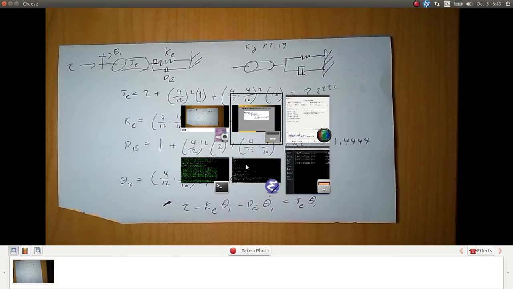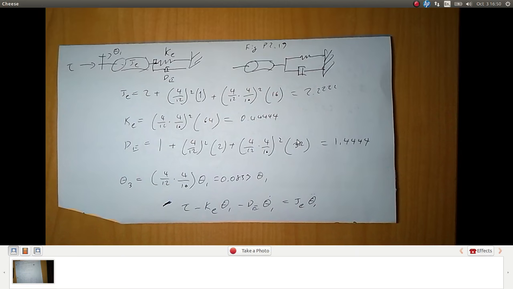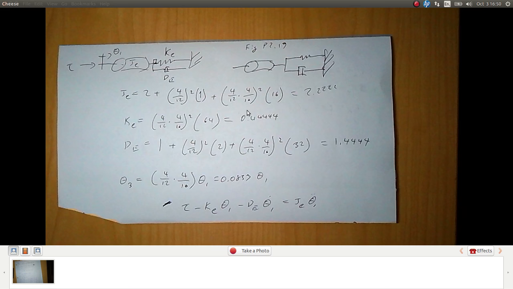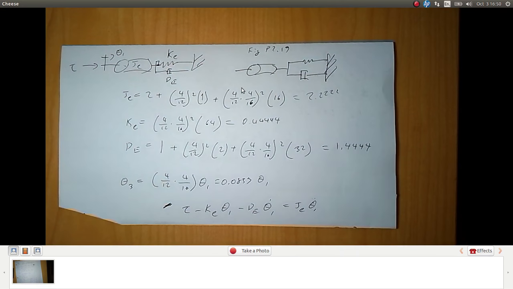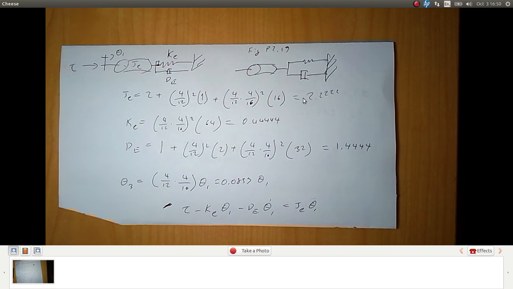Now from the original figure, we have that the moment of inertia seen by this shaft is this moment of inertia plus this reflected moment of inertia plus this reflected moment of inertia. So we have 2 plus 4 over 12 squared times 1, plus this product squared. This is 4 over 16. 4 over 12 times 4 over 16 squared times 16. And that gives us an effective moment of inertia of 2.222.